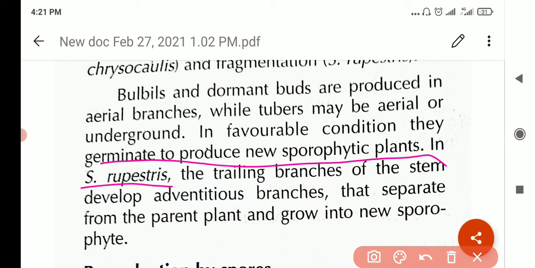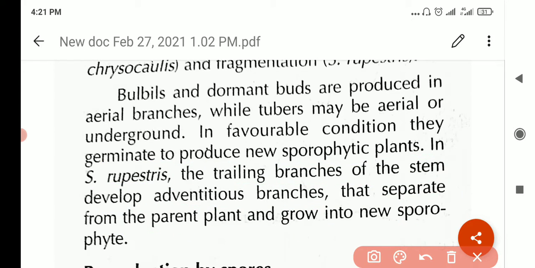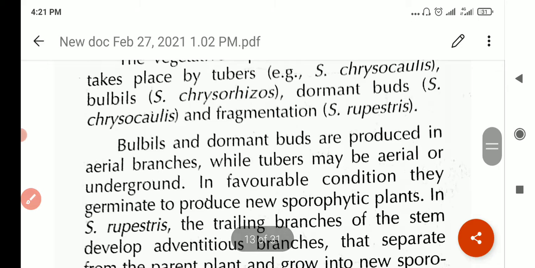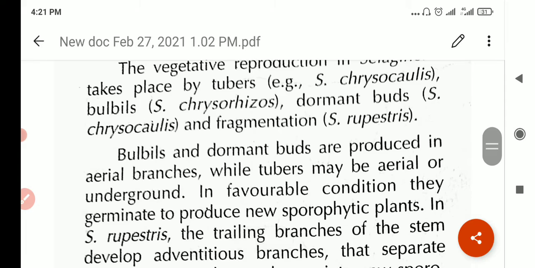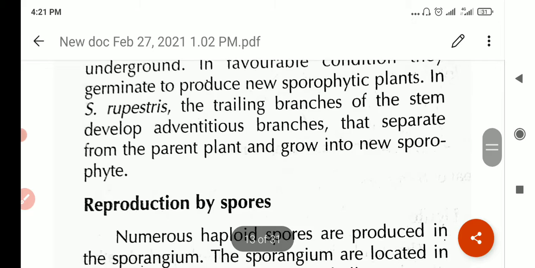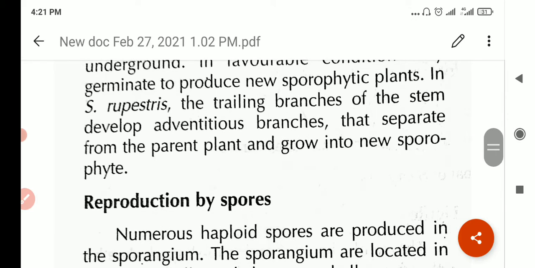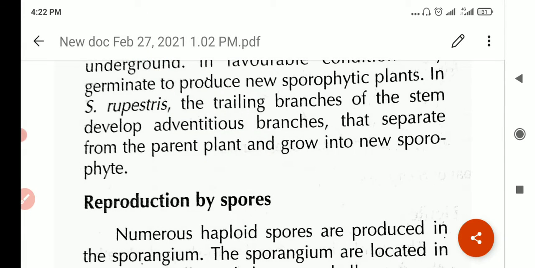In Selaginella rupestris, the trailing branch of the stem develops adventitious branches that separate from the parent plant and grow into a new plant body. So simply by fragmentation, the buds, bulbils, and tubers will reproduce and develop into a complete new plant. The bulbils and buds can come above the ground, aerial, and the tubers can come above or below ground. Then in rupestris, there are adventitious branches which develop on the side, and they will just break off and develop into a new sporophyte.